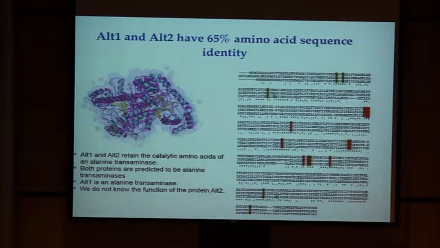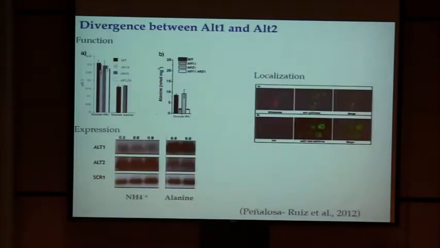But the only one that has activity, like alanine aminotransferase, is L1. In previous work in the laboratory, we found that these two enzymes diverge in many aspects. For example, in the function. L1 is the only enzyme that can catabolize alanine. And for L2, we don't find any implication in the metabolism of alanine.